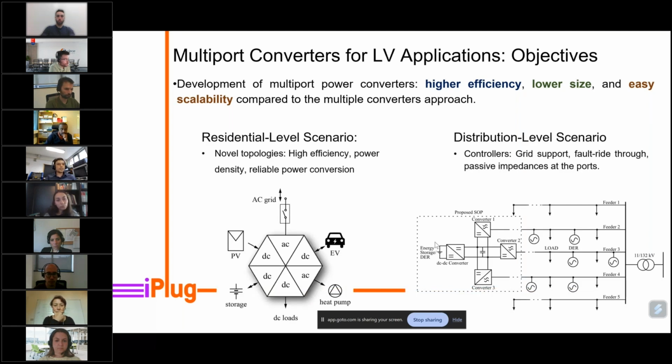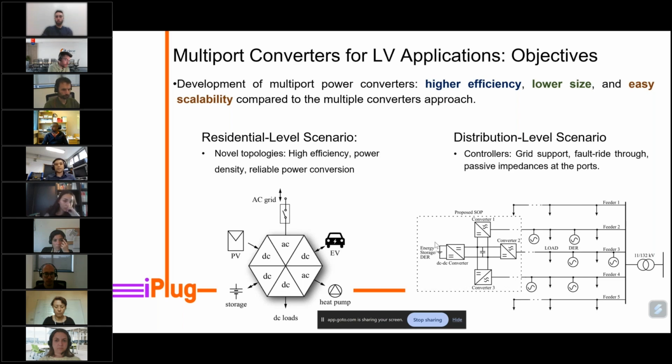And we tackle these low voltage networks in two scenarios. The first one is the residential level scenario, where we focus more on proposing novel topologies that attain better efficiency, improved power density, and reliable power conversion. And in this scenario, we are limited to a few kilowatts of the converter rating. So most of our studies and experimental verification are limited to 10 to 20 kilowatt.